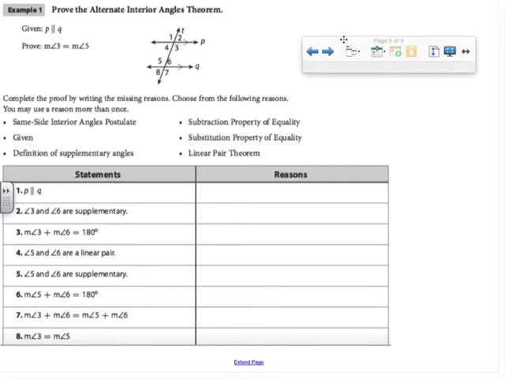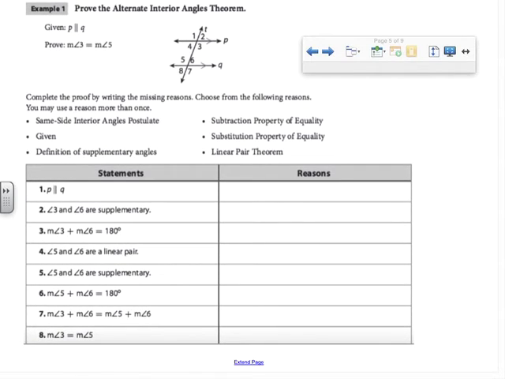So on this screen, we are proving the alternate interior angles theorem. We are given that line P is parallel to Q. So that's my reason for statement 1, that it's given. And notice I have this reason bank up here, so I'm going to cross that out.